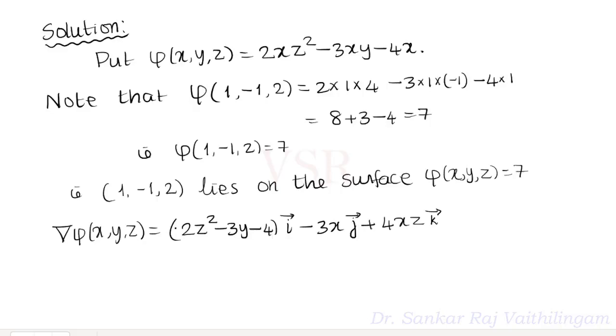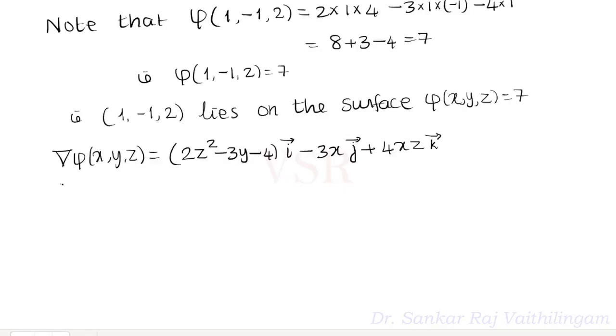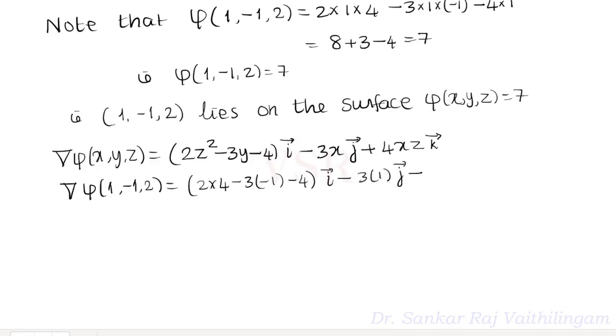இப்போ நான் என்ன கால்குலேட் பண்ணனும், that is what is del phi of 1, minus 1, 2, which is equal to, z க்கு பதிலா 2 போடும்போது this is 4. அப்போ 2 into 4 minus 3 into y வந்து minus 1, அப்போ minus 1 minus 4 times i vector, minus x வந்து 1, அப்போ 3 into 1 into j vector, plus 4 into 1 into 2 into k vector.